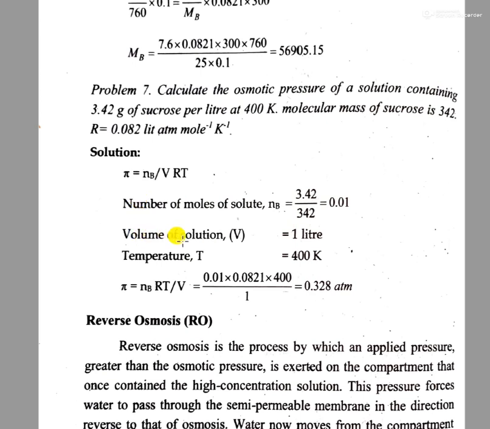Then the volume of the solution is 1 liter. Here the solution containing this many grams per liter is given, so the volume is 1 liter. Again, the temperature value is 400 Kelvin. So from this formula, you can get the value of pi as 0.328 atmosphere.